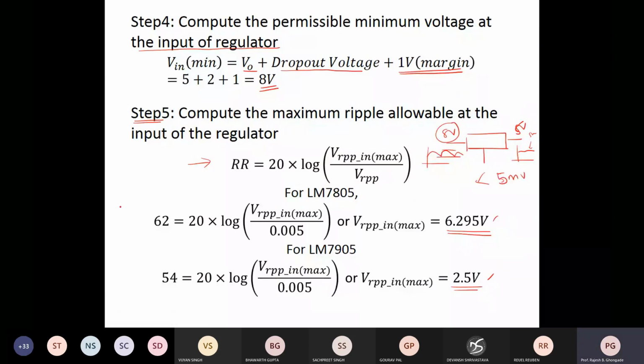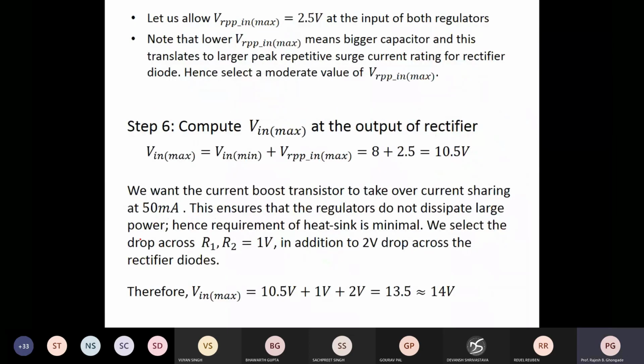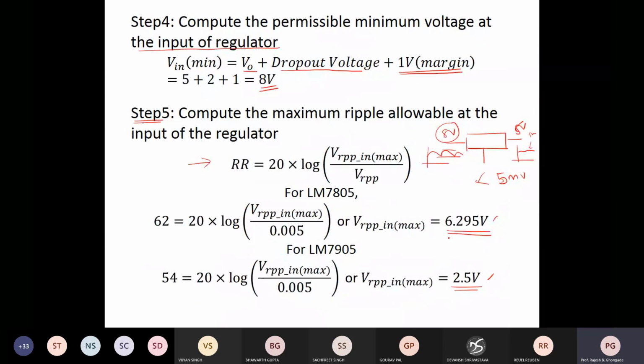Most of the time, this ripple is dependent on the filter capacitor. So for both cases, we'll allow the maximum ripple to be 2.5 volts. In fact, if I allow this to be 2.5 volts, it is going to be still better. It will definitely be less than 5 millivolts, no?